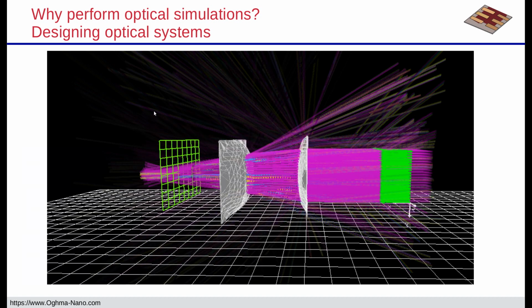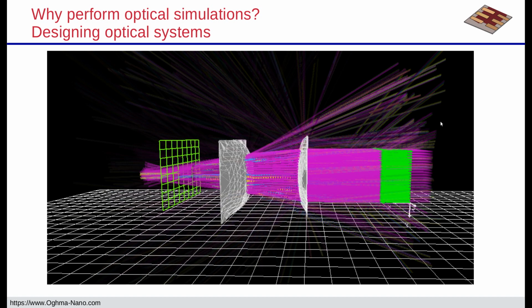Here's a standalone optical simulation. You've got light coming from the right, hitting a couple of lenses and going to a sensor. You can imagine needing to do this type of simulation if you want to figure out what lenses to pick in a lab experiment or something like this. I think this simulation is again available in Ogma Nano if you want to download it and play with it.